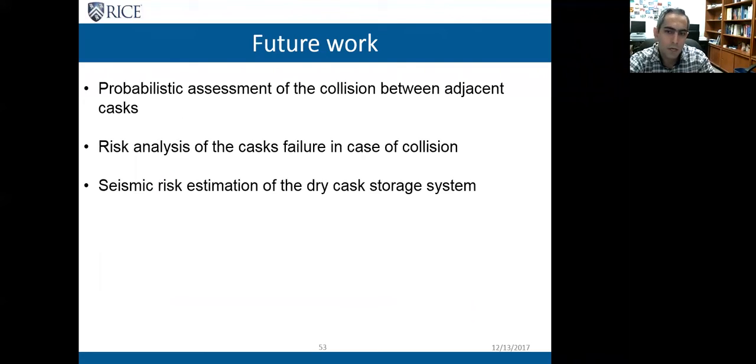To finish this project and estimate the overall seismic risk to the dry cask storage system, I still need to analyze the scenario in which two adjacent casks hit each other, and I want to know what happens in that scenario and if we have any fractures or not.